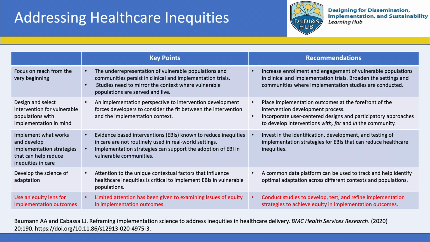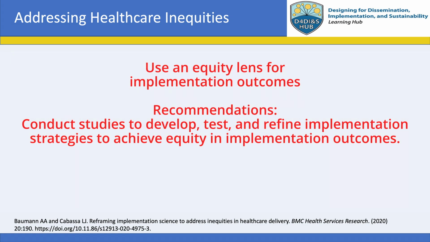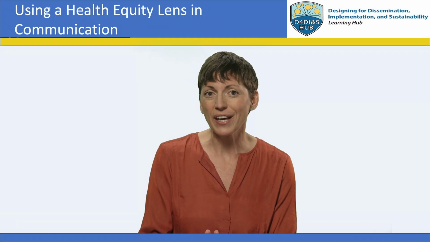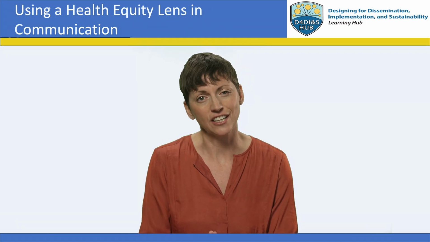For example, to use an equity lens for implementation outcomes, highlighted in red, you may consider conducting studies to develop, test, and refine implementation strategies by measuring outcomes such as acceptability, feasibility, appropriateness, and cost to achieve equity. Applying a health equity lens during all areas of the intervention is essential.